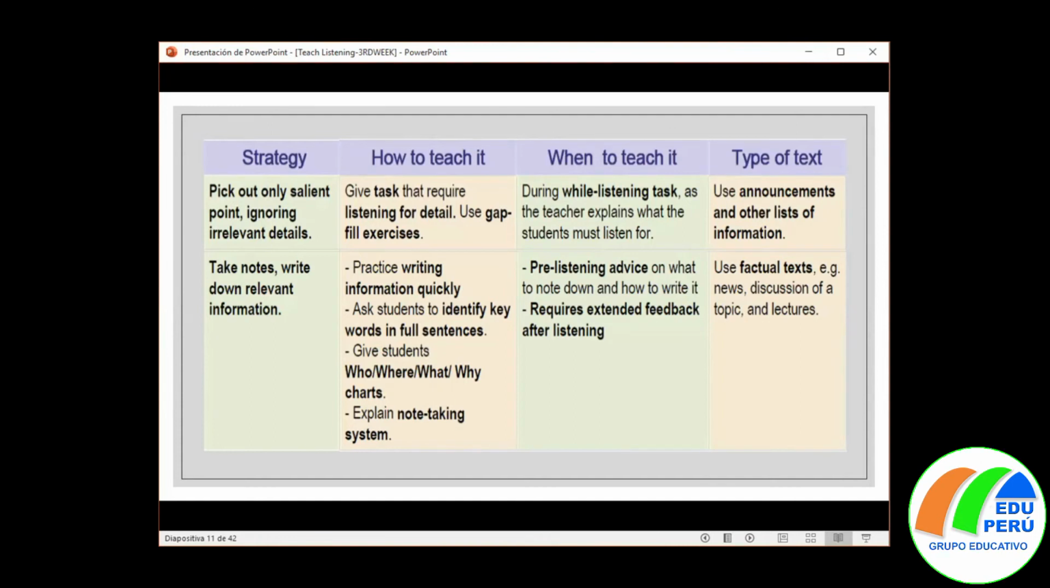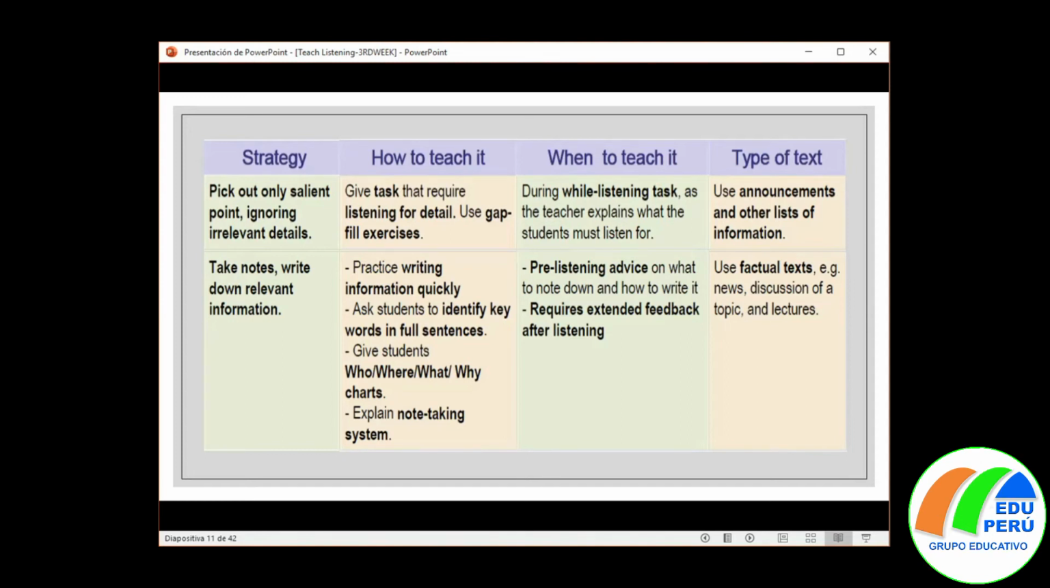Yeah, what did you write? Yeah, tell me. Yeah, teacher, I wrote this. I got this information. Yeah, and you? Yeah, I wrote this. Ah, okay, you are similar. All right. So you need more time, right? So that's why here says extended feedback after listening.